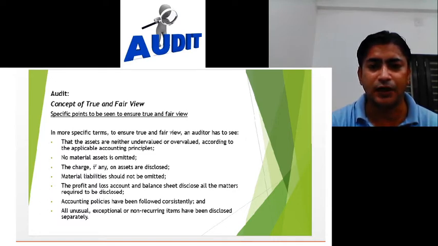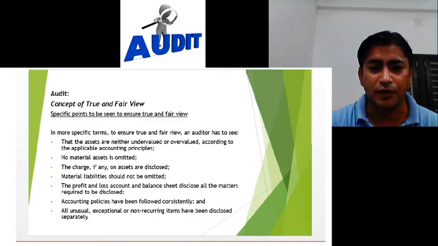Basically, I am discussing today financial audit, that is, audit of financial statements. Financial statement has been defined by Companies Act 2013. Financial statement means profit and loss, balance sheet, cash flow statement, notes to accounts and accounting policies, and other comprehensive income.